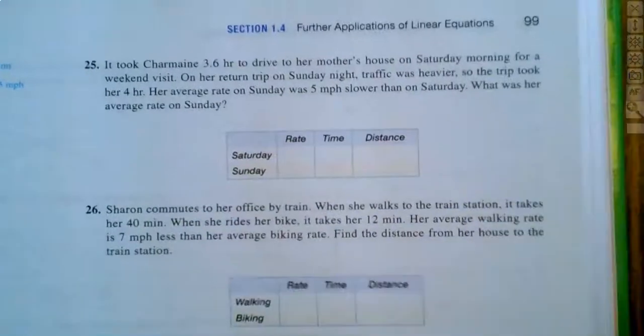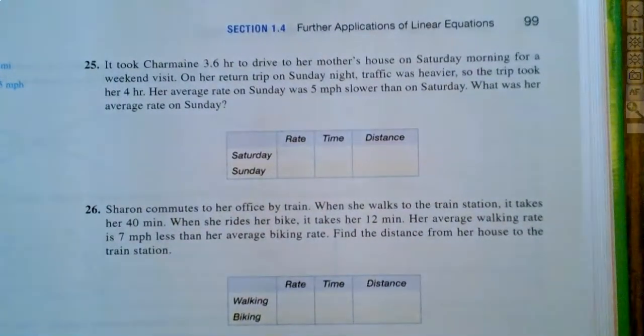Now we'll do another one. Question 25. Charmaine took 3.6 hours to drive to her mother's house on Saturday morning for a weekend visit. On Sunday night, traffic was heavier, so it took her 4 hours. Her average rate of speed on Sunday was 5 miles an hour slower than on Saturday. What was her average rate on Sunday?